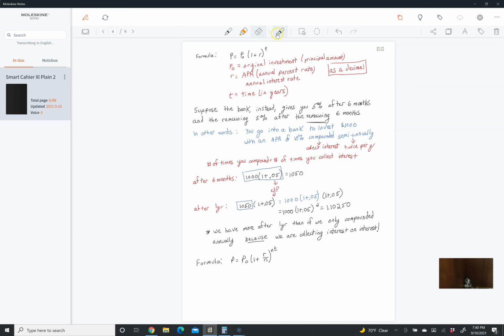So once again, let's just write what each thing in the formula is. So we have P0 is equal to the principal amount. This is the more common way to refer to the original investment, which is why in this case I'm putting it first. So that never changes. Your R is your APR, but as a decimal. Your N in this case is the number of times it's compounded.